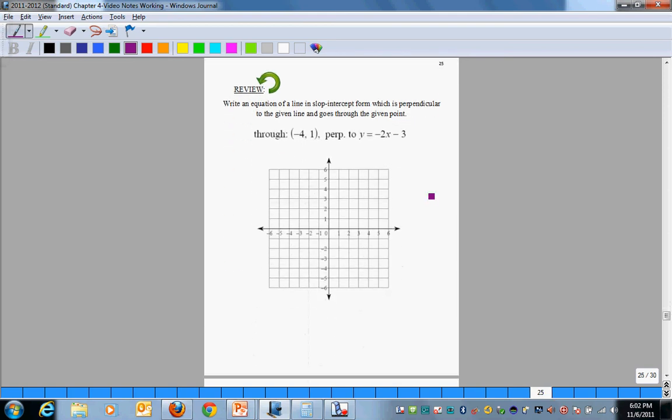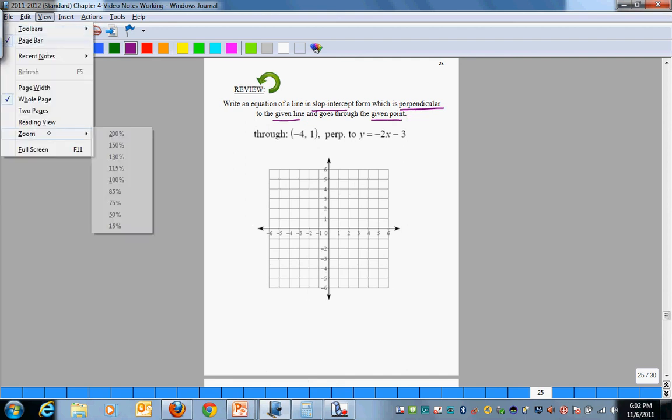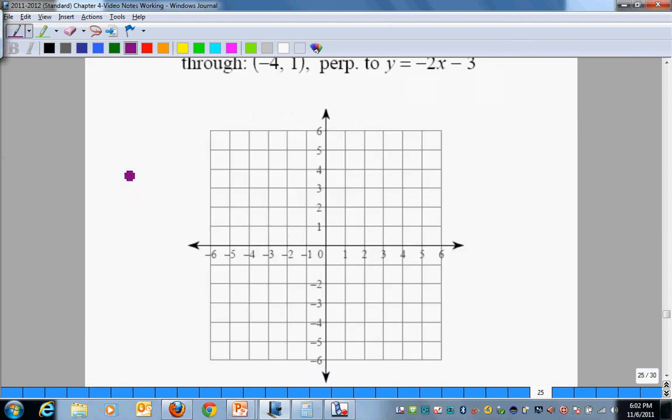Before we do that, we're going to review. It says, write an equation of a line in slope-intercept form, which is perpendicular to the given line and goes through the given point. Perpendicular to the given line goes through the given point.